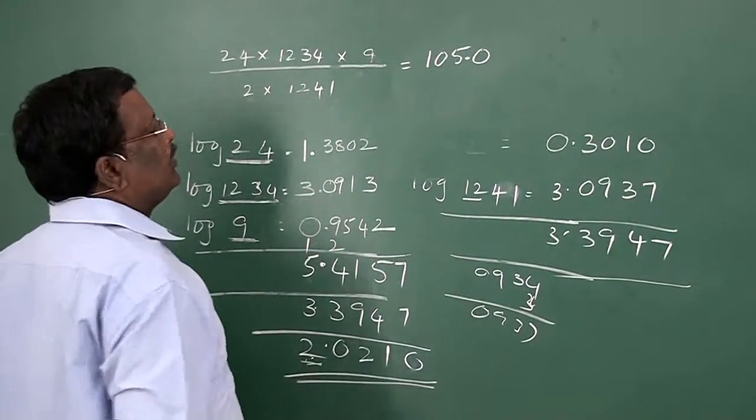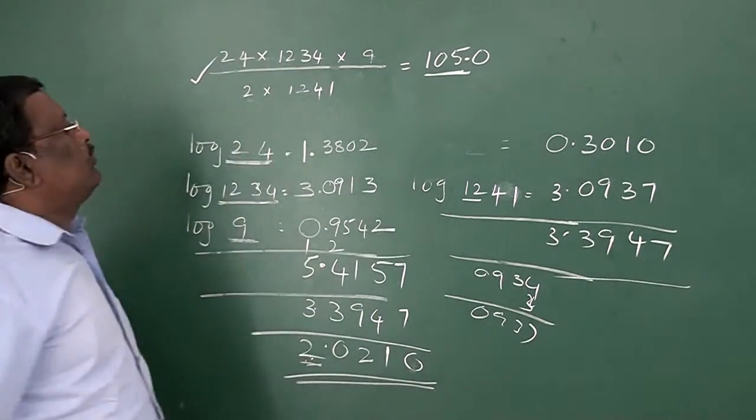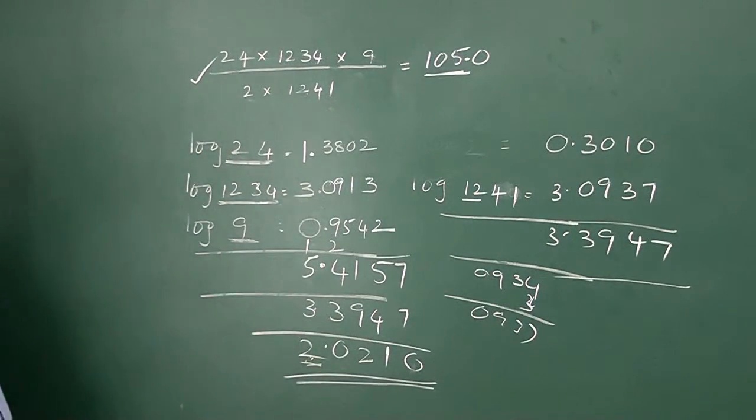105.0, so that it will become a 3-digit number. So 105 is the answer for this problem. It is very simple to solve the problems by using these logarithmic tables.